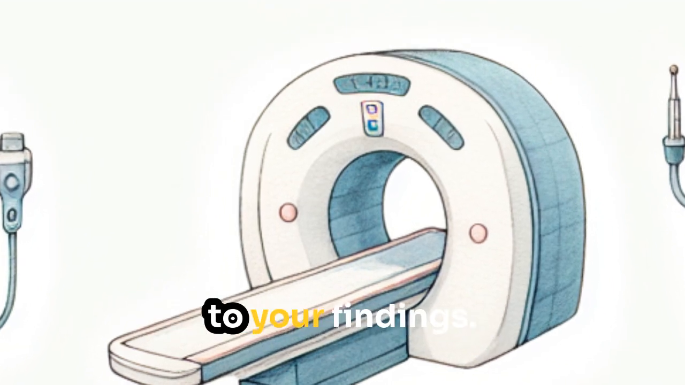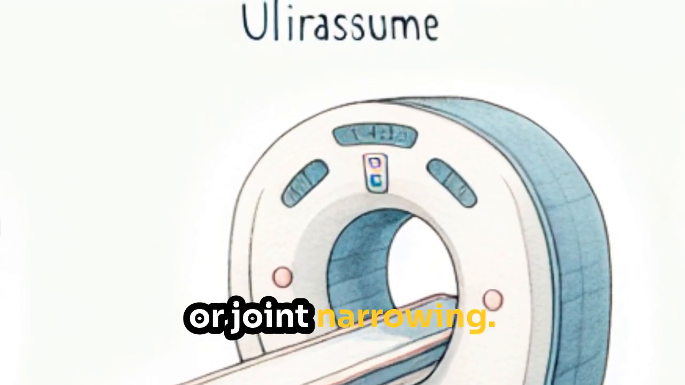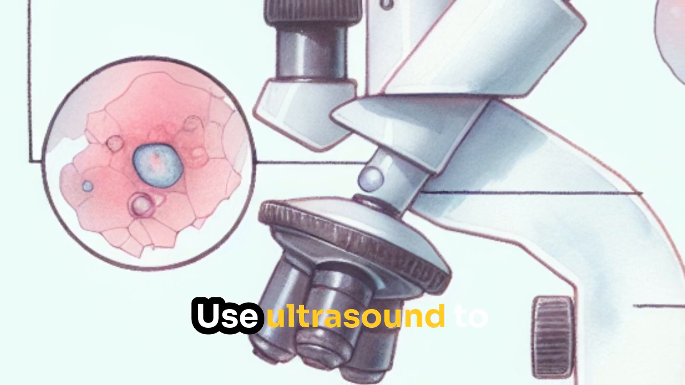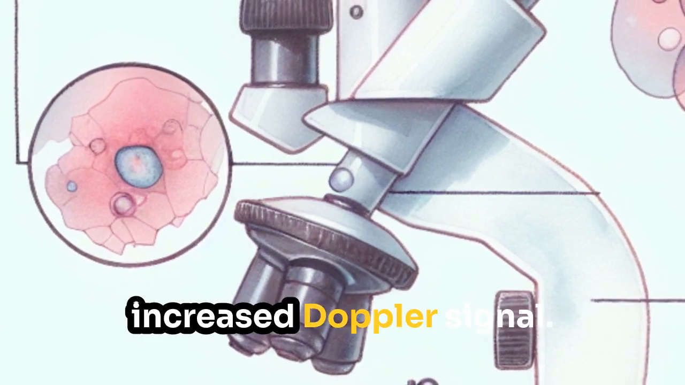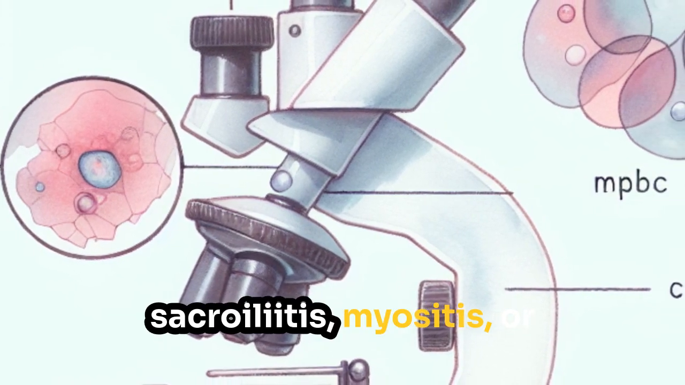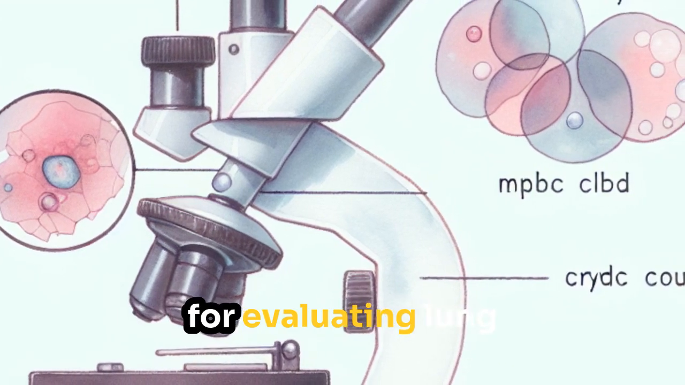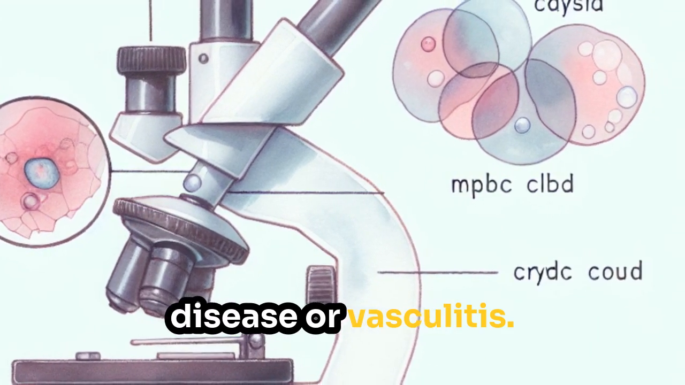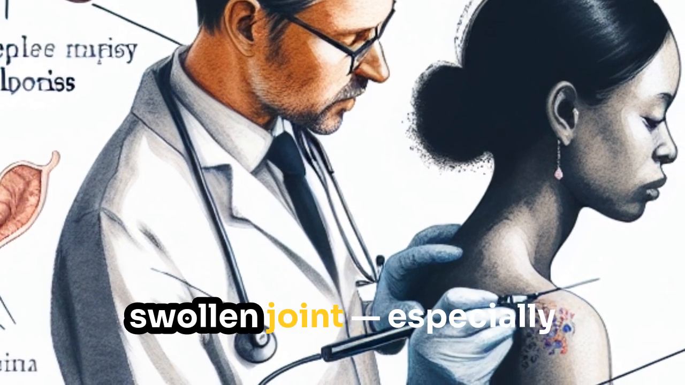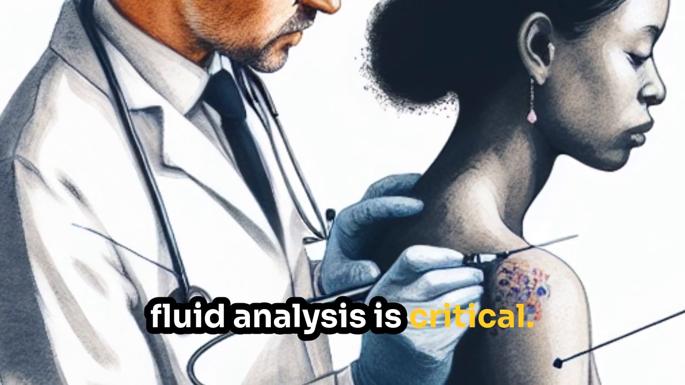Imaging gives structure to your findings. Start with plain X-rays for erosions or joint narrowing. Use ultrasound to detect synovitis or increased Doppler signal. MRI shines in early sacroiliitis, myositis, or soft tissue involvement, while CT scans are great for evaluating lung disease or vasculitis. When you're faced with a swollen joint, especially monoarthritis, synovial fluid analysis is critical.